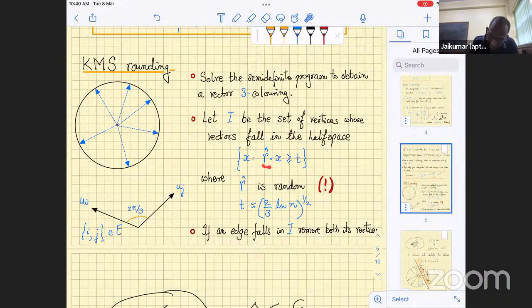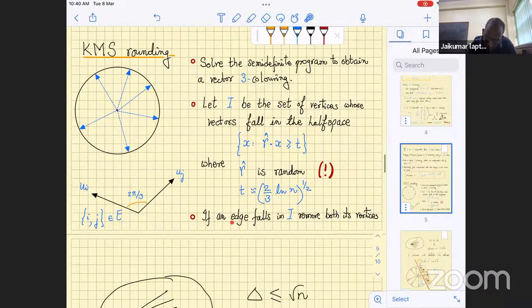So first we will choose a gamma and a T. How this gamma is chosen, it will be random. T will be set to be roughly this. You will see where this number 2/3 comes from. It is related to the n to the 2/3 that I mentioned. And we will look at all vertices whose vectors fall in this half space. And if an edge falls in it, remove both the vertices from this set.